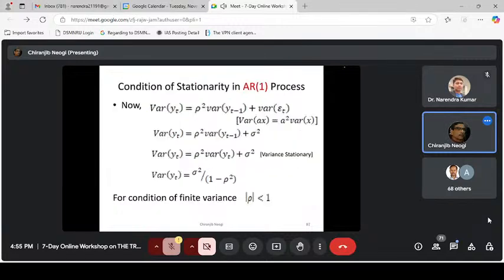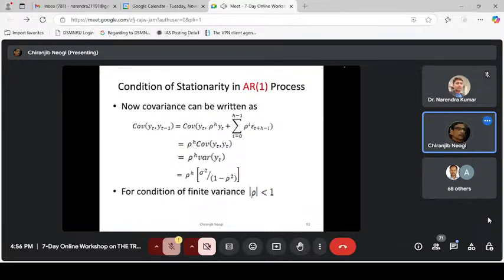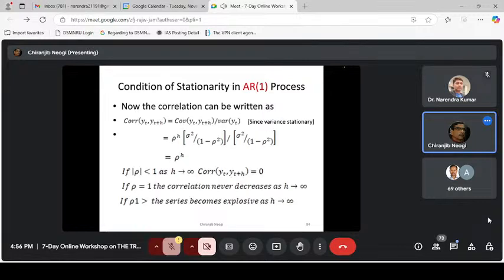Now, in all the cases, in autoregressive models, this is similar to the earlier one, where I showed you how the rho value depends; it should be less than 1 for a stationary series. Now, there are some conditions of the finite variance. Now I skip these things.